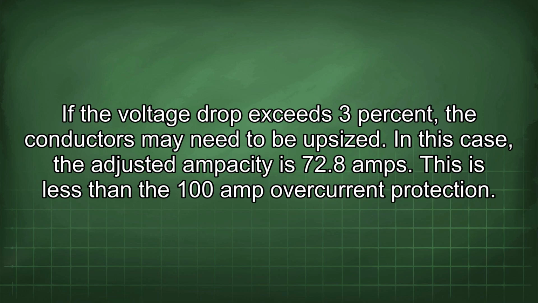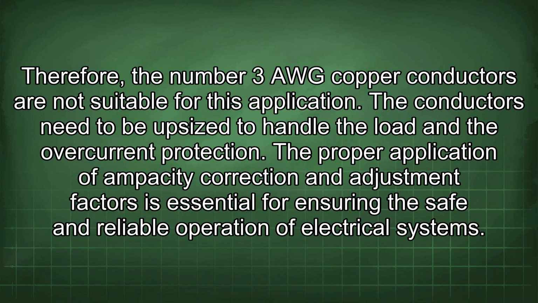In this case, the adjusted ampacity is 72.8 amps. This is less than the 100 amp overcurrent protection. Therefore, the number 3 AWG copper conductors are not suitable for this application. The conductors need to be upsized to handle the load and the overcurrent protection.